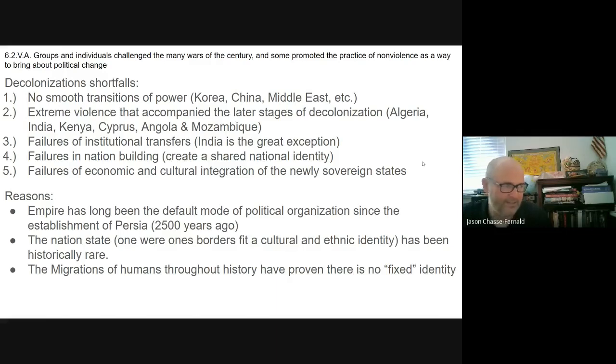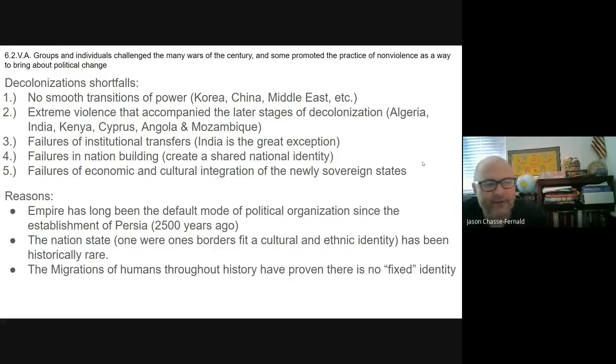And of course, how well you economically and culturally integrate the different ethnic groups that exist within your newly sovereign states is going to play a huge part in this, right? So these countries did not come to be formed in the traditional way, right? So there's going to be some failures there. And of course, the underlying reasons for these shortfalls.